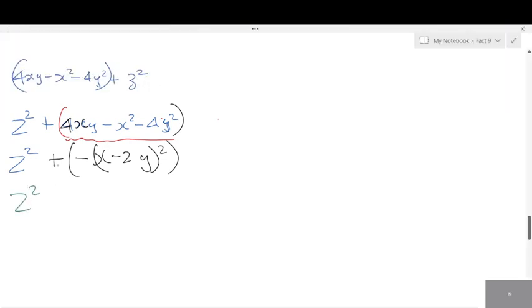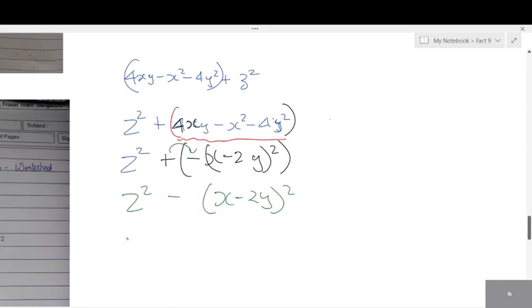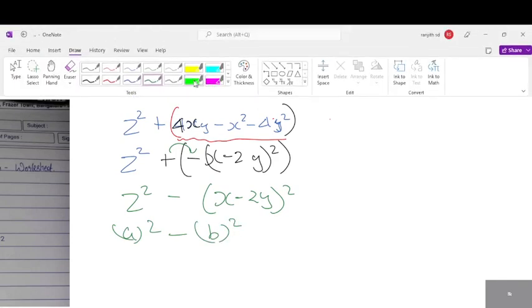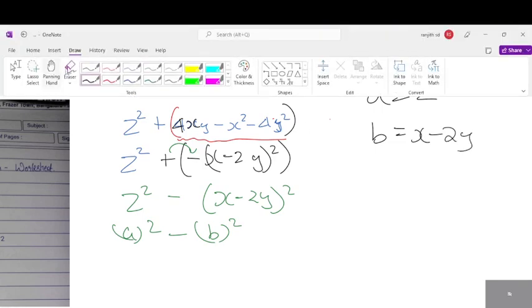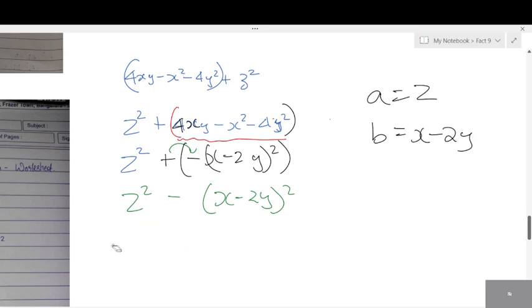Now z square, when you open the bracket, minus into plus is minus x minus 2y the whole square. How do they look like now? Which formula can we use here? Doesn't it look like a square minus b square? What is a, students? What is a here? A is z, and what is b? B is x minus 2y. The entire thing which is there in the bracket, x minus 2y, is b.